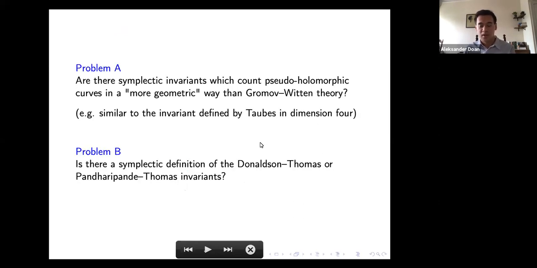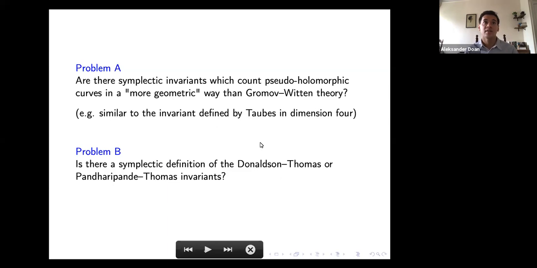So the motivating problem that I want to consider in this talk is the first one. Is there a symplectic invariant which counts pseudo-holomorphic curves, but is a little bit more geometric than the Gromov-Witten invariant? Namely, it doesn't have all these non-geometric contributions that I will talk about shortly. So the model for such an invariant is Taubes' invariant. Taubes considered symplectic four-manifolds, and he defined an invariant of symplectic four-manifolds which counts embedded pseudo-holomorphic curves.